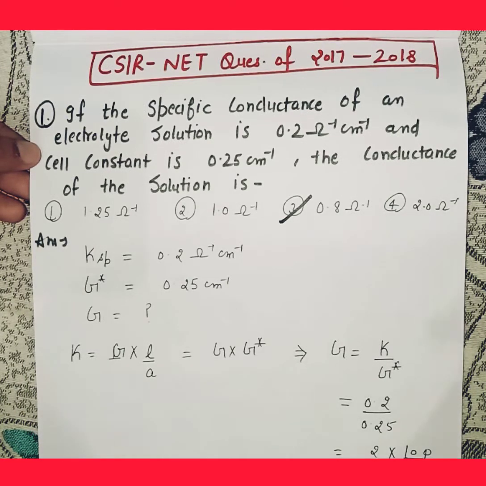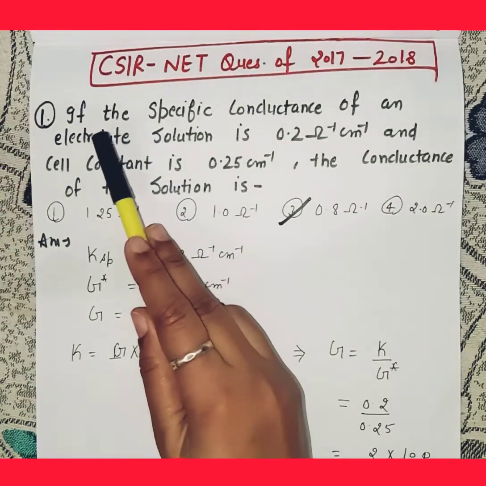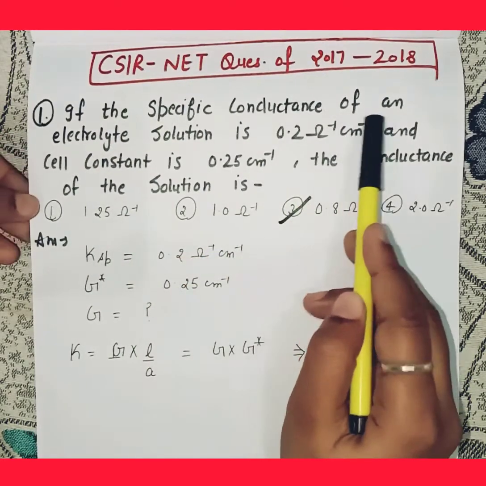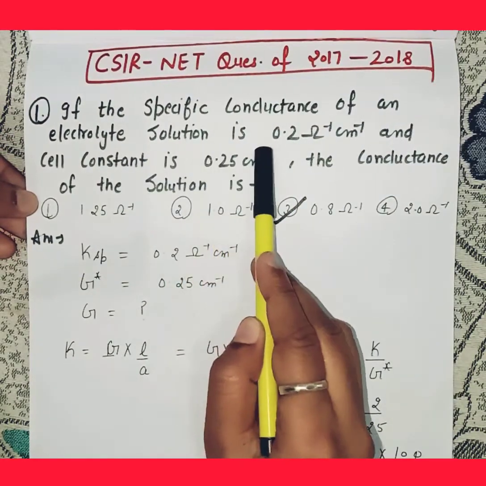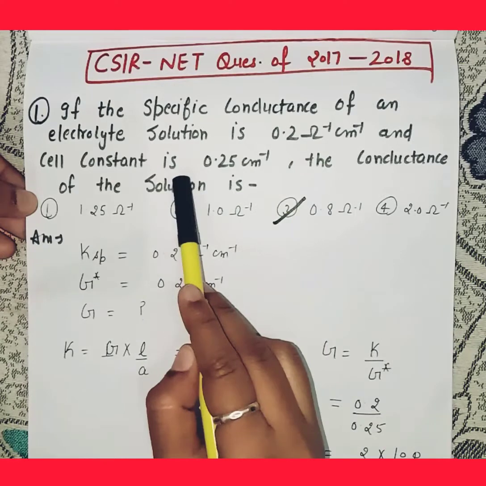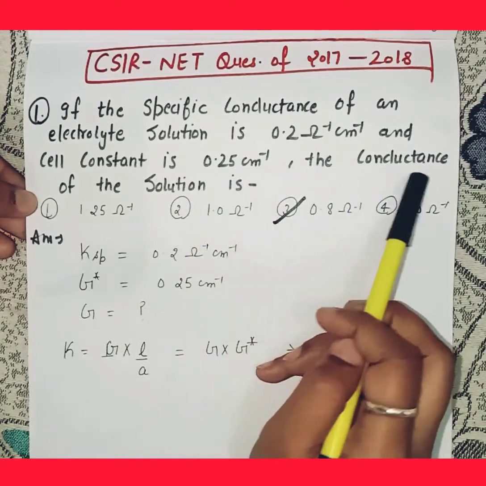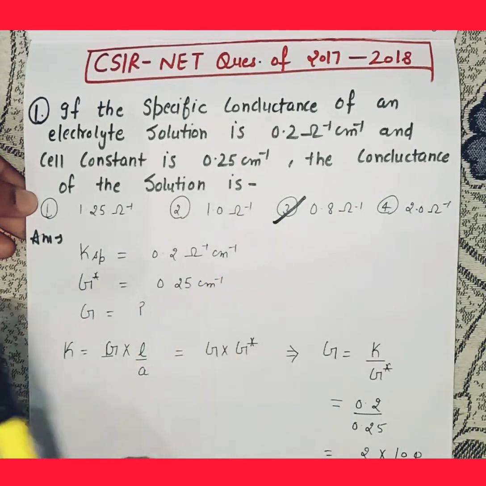Hello friends, so we are going to discuss CSIR NET questions of 2017 and 2018 on the electrochemistry topic. Our first question is: if the specific conductance of an electrolyte solution is 0.2 and the cell constant is 0.25, the conductance of the solution is.